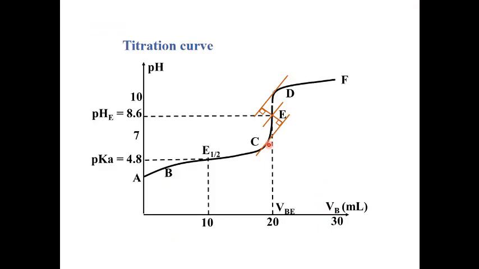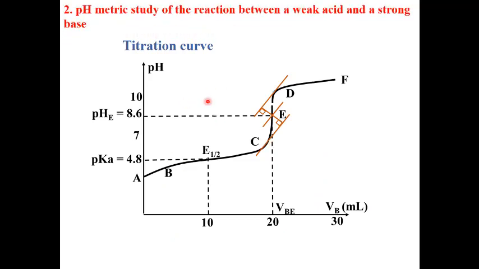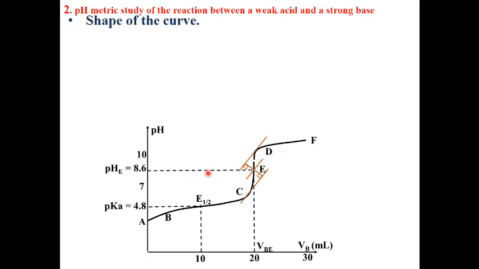Now, this is the titration curve obtained, based on the numerical values given previously. What do we have to do now? We have to study this curve, as we said in our objectives. How to study this curve? Let's study the shape of the curve.